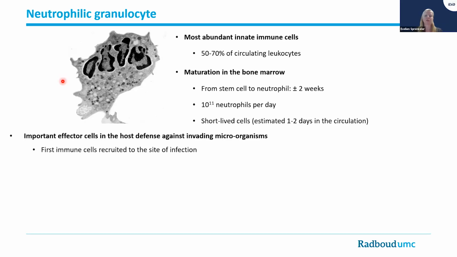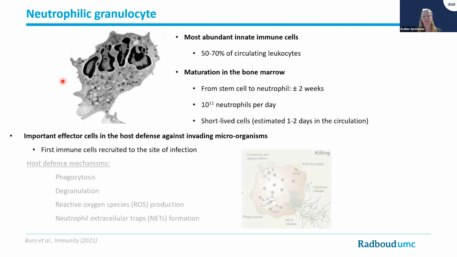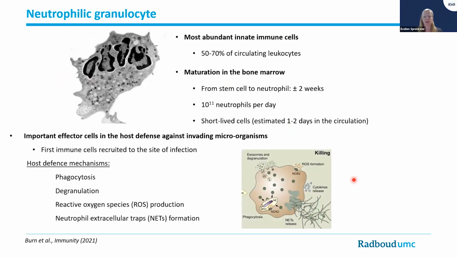So neutrophils are important effector cells in a host defense against invading microorganisms, specifically bacteria and fungi, and the first immune cells recruited to the site of infection. So once they arrive at the site of infection and they recognize the pathogen, there are several host defense mechanisms to try to kill these pathogens, which include phagocytosis, degranulation, the production of reactive oxygen species, and the formation of neutrophil extracellular traps.